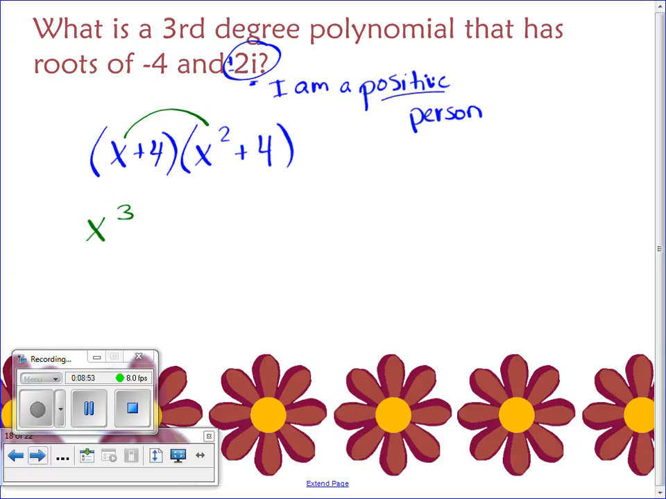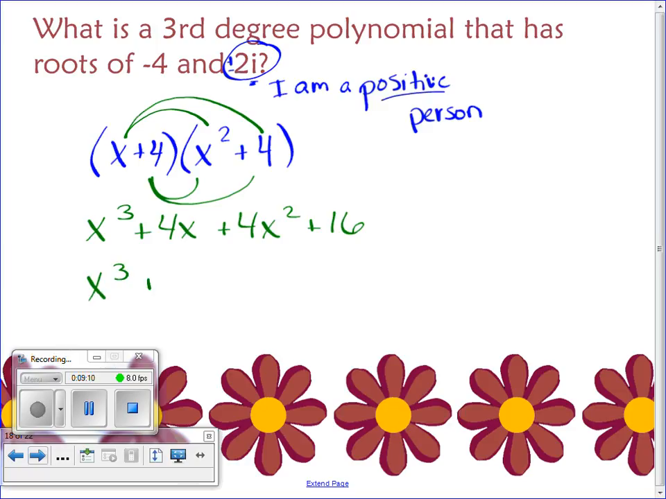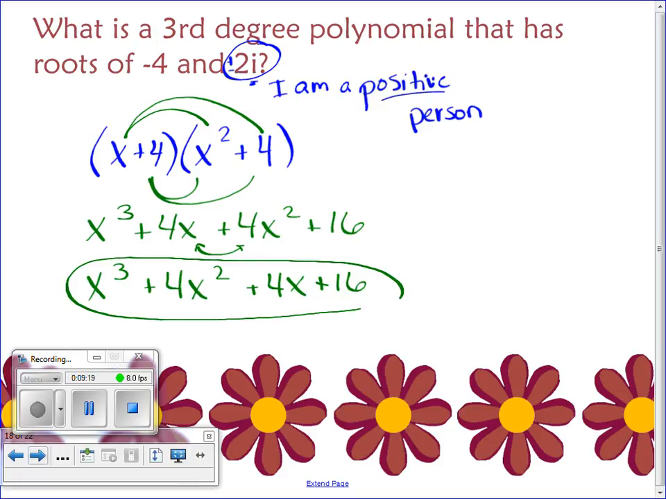What? No, it's a real question. So x cubed plus 4x plus 4x squared plus 16. Is this good? I heard yes, I heard no. Good. It's not in the right order. So x cubed plus 4x squared. These needed to switch. They're not in standard form. Good. Yep. But that makes sense though? Same process you guys have done before. You were good at it before. Same process.